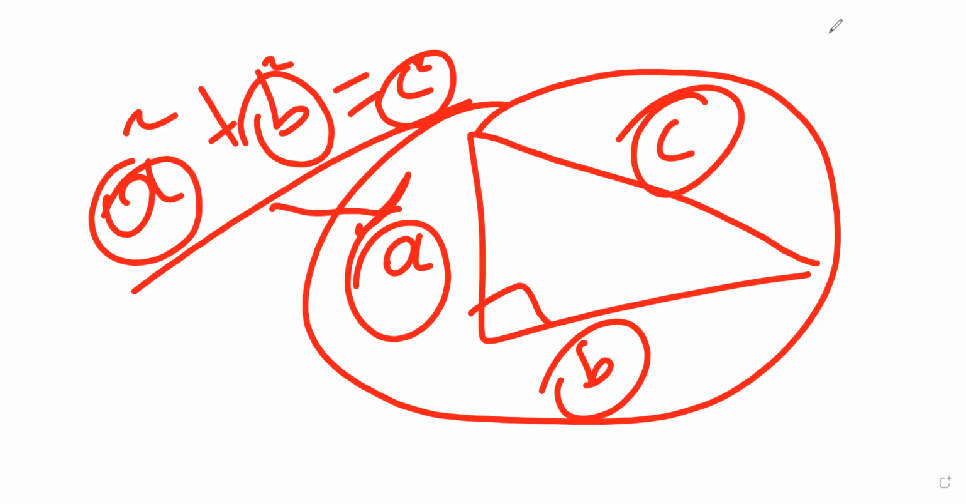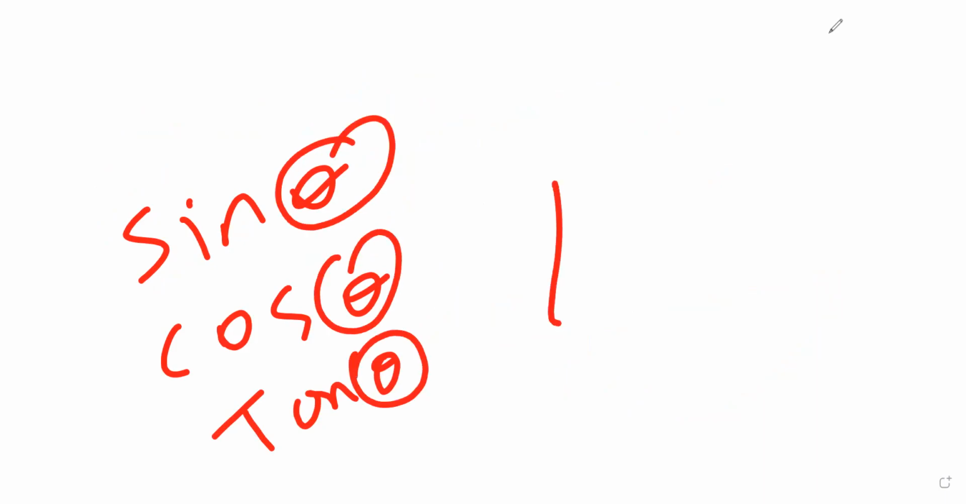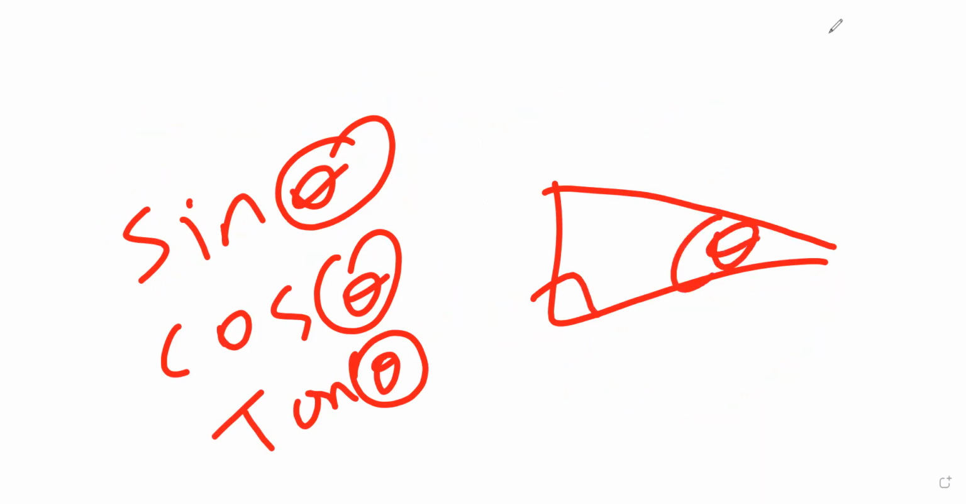Well, let's review what the trig ratio looks like. Now, the trig ratio is simply that you have three basic functions: sine, cosine, tan. And for each of these functions, it has the theta that is assigned after them. And if I were to draw a triangle like this, this triangle has a reference angle right there.